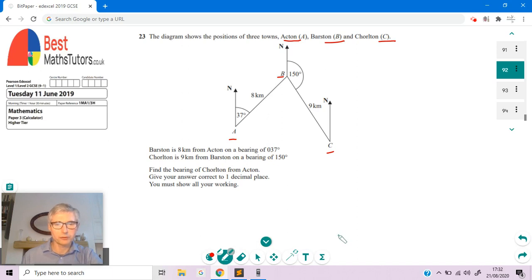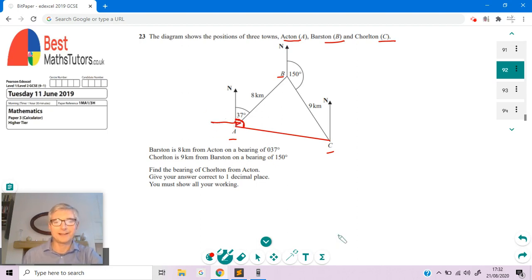So if I was to draw a line from A to C there, then the bearing would actually be the angle from north going in a clockwise direction until we got to the line going from A to C. So it's actually this angle here. This is the bearing of A to C. So ultimately, we've got to find out what this angle is.